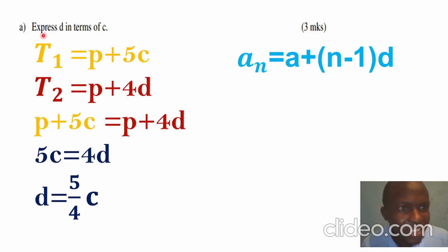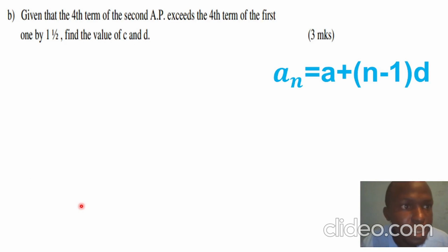The question is asking, express D in terms of C. So we want to express D in terms of C. So D is equal to 5 over 4 C. That's the value of D in terms of C. Let us go to the next part of the question, part B.